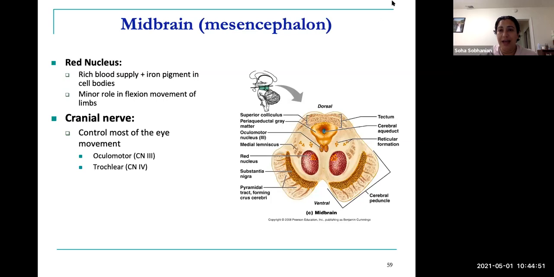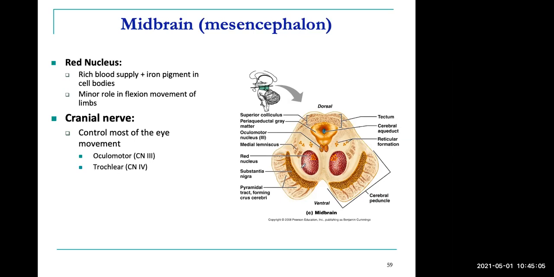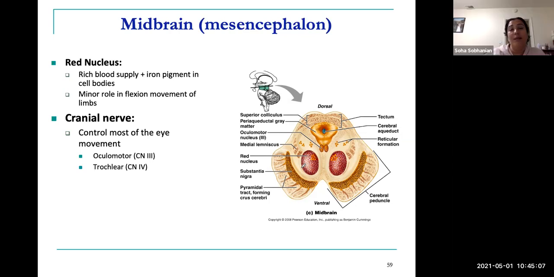Another structure we have is these egg-like, oval-shaped structures called the red nucleus. These are high in iron and blood supply, and they do play a role in flexion movements of your limbs. Again, the main part of the brain that does that is your primary motor cortex, and they have secondary roles in these jobs.